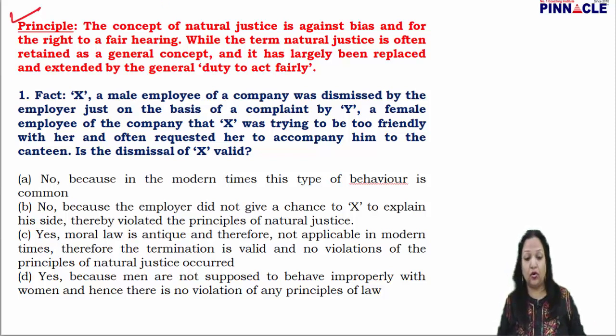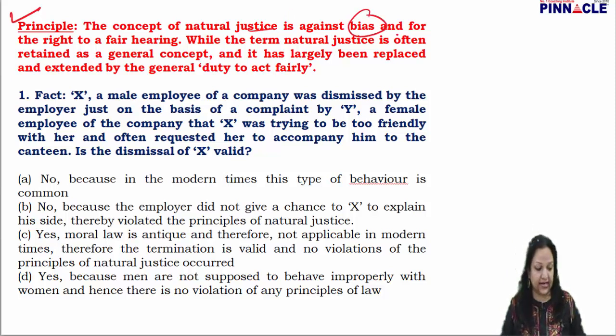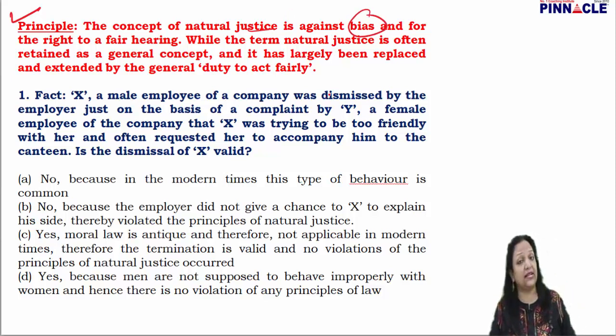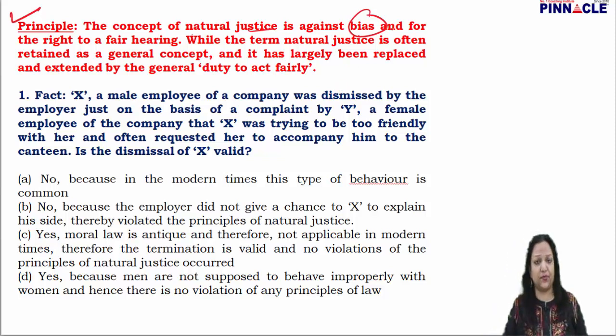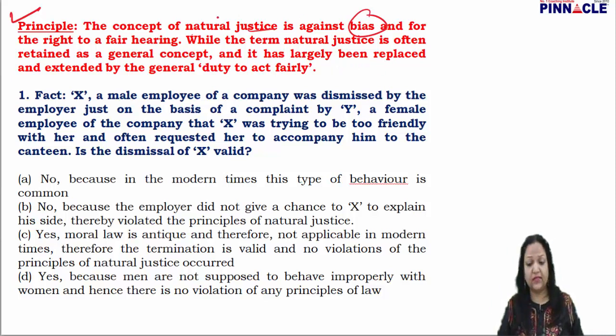It says the concept of natural justice is against bias. And what is exactly bias? Bias is when a person acts in an unfair way. So the concept of natural justice is against bias. Bias means giving preference to someone or somebody and not being fair. The concept of natural justice is against bias and for the right to a fair hearing. It says while the term natural justice is often retained as a general concept, it has largely been replaced and extended by the general duty to act fairly.